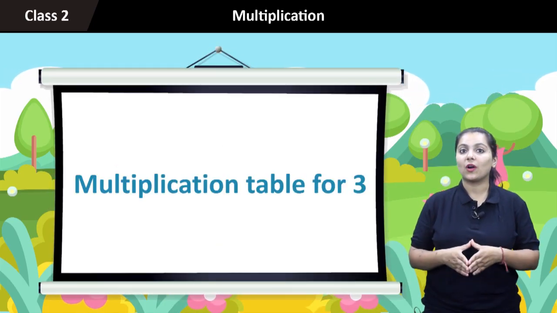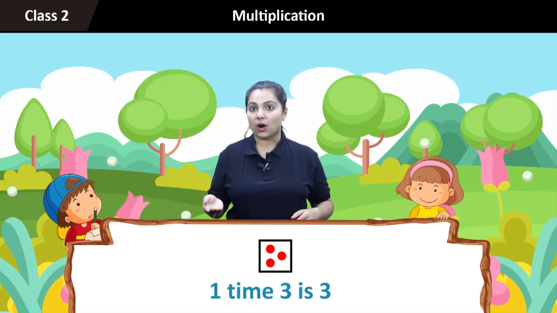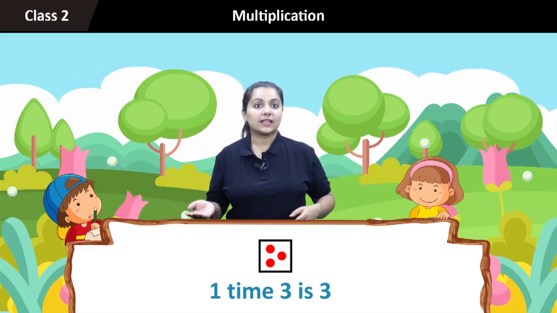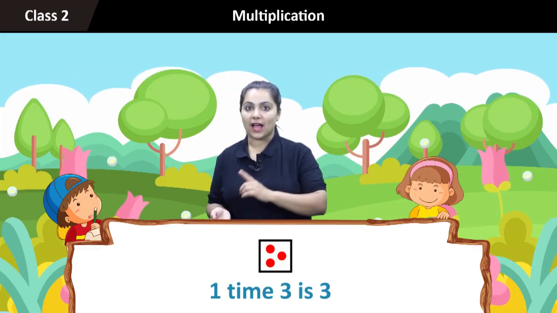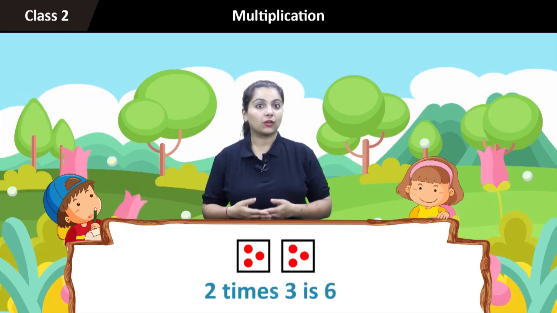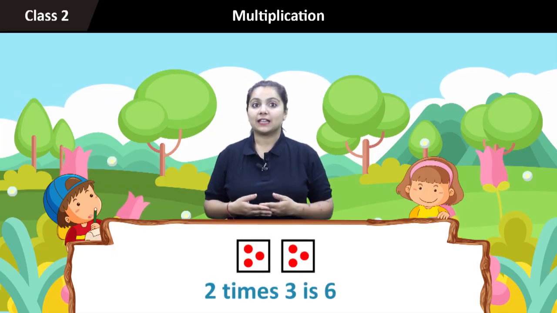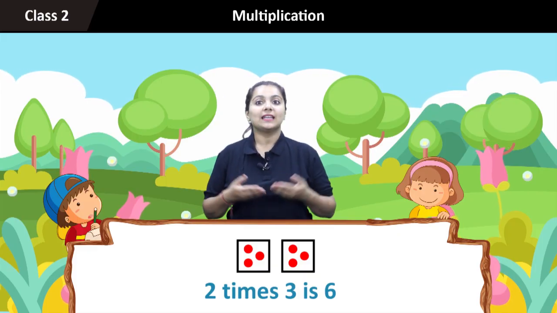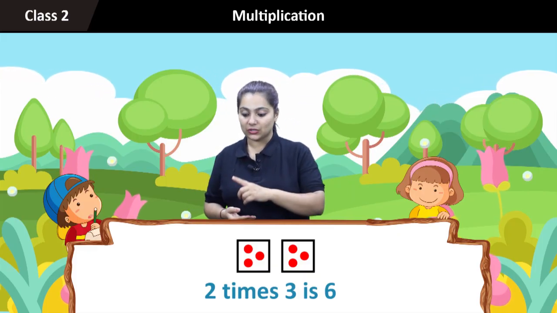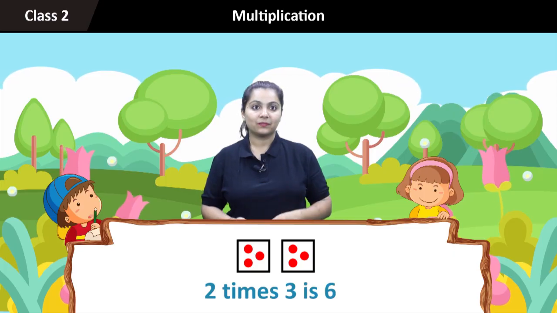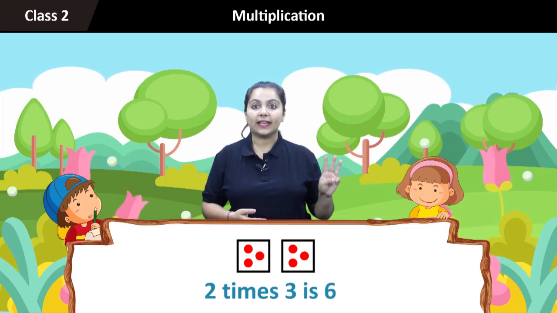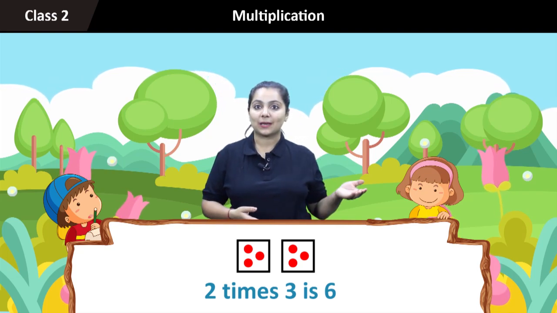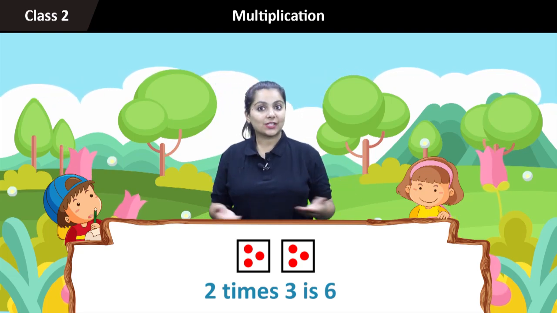Multiplication table for 3. Now there is one box and it has 3 dots in it. So 1 times 3 is, let's count it, 1, 2, 3. Now there are 2 boxes. How many dots are there in all? 1, 2, 3 and 1, 2, 3. Yes, there are 3 dots in each of the two boxes. So the answer will be 2 times 3 is 6, and so on.